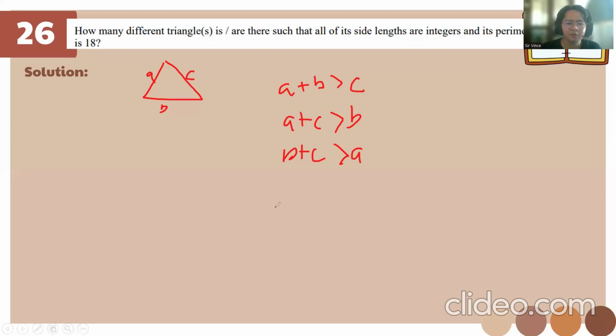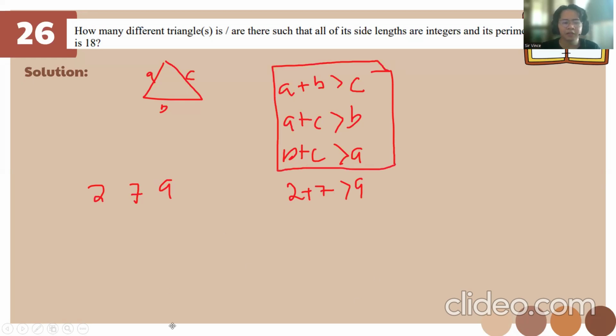So that's why if we have 2, 7, and 9. So if we add 2 plus 7, is that going to be greater than 9? Okay? It should follow this. Okay? So that is what I'm gonna clarify. Okay? So I think that suffices the question.